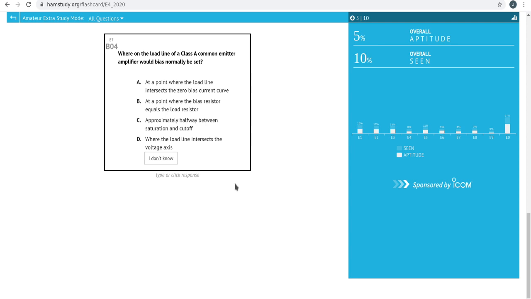Where on the load line of a Class A common emitter amplifier would bias normally be set? A, at the point where the load line intersects the zero base current curve. B, at the point where the base resistor equals the load resistor. C, approximately halfway between saturation and cutoff. D, where the load line intersects the voltage axis.